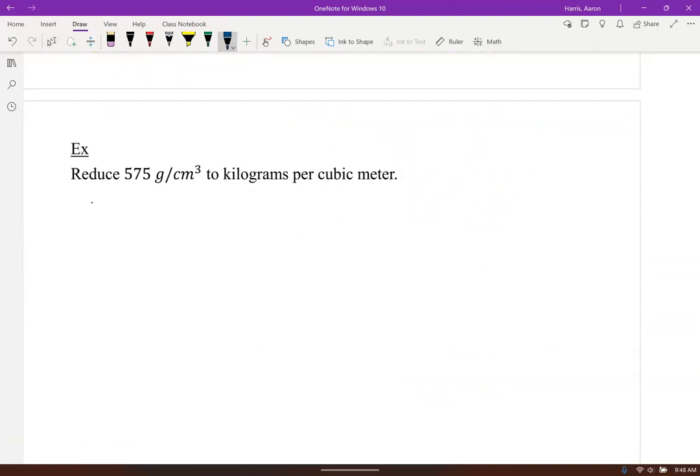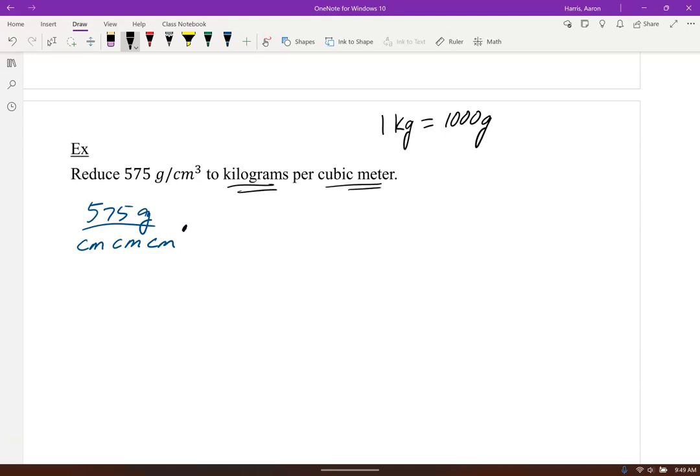All right, let's do some reduction. We got 575 grams per cubic centimeter. And we're trying to get to kilograms per cubic meter. So what do we need to know? Well, first of all, 1 kilogram is 1,000 grams. So let's do that one first. Let's take care of our grams. Let's go from grams to kilograms because we're trying to get kilograms per cubic meter. So let's get rid of grams.